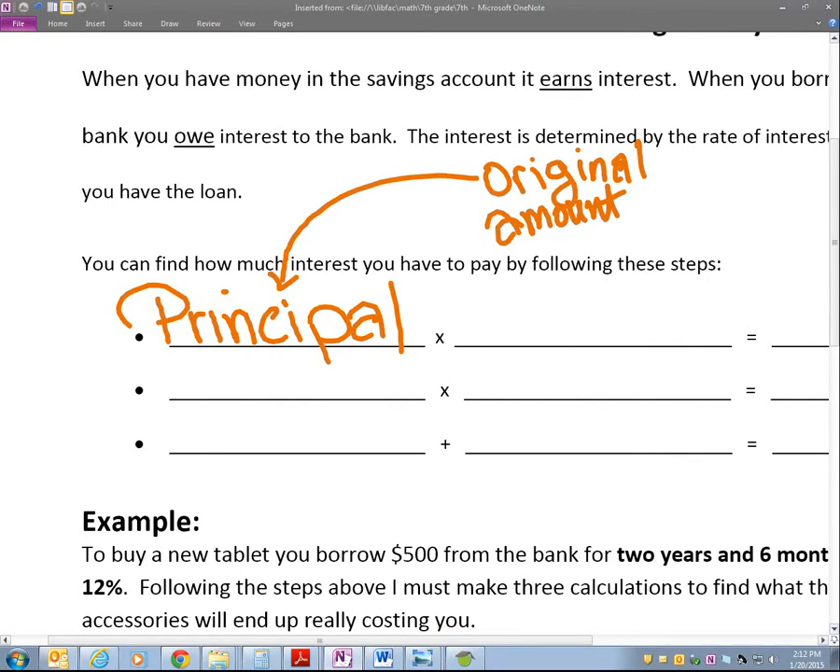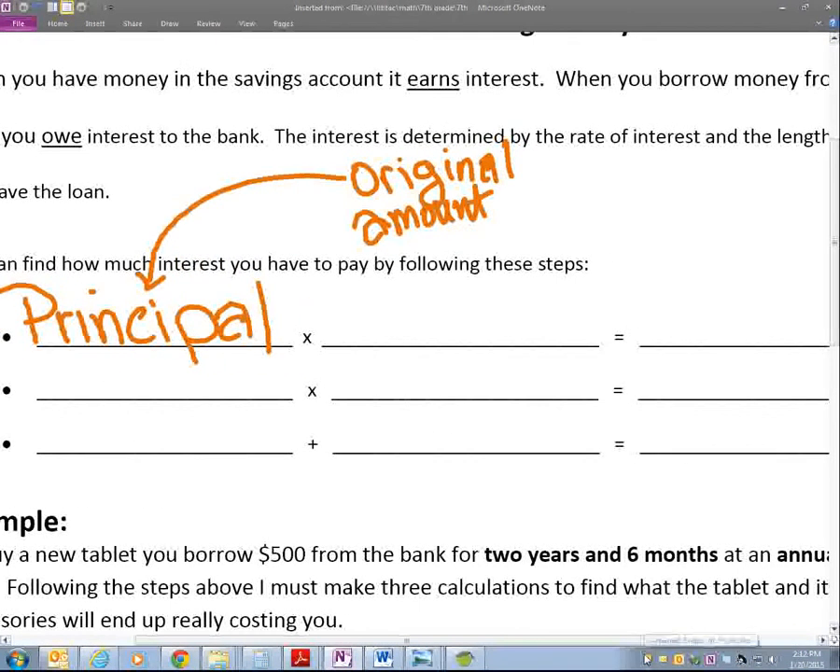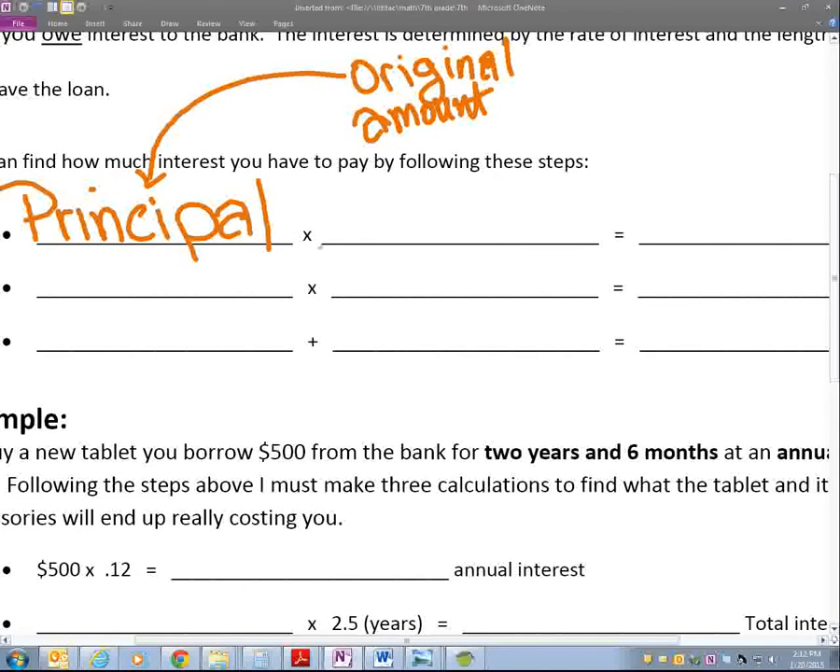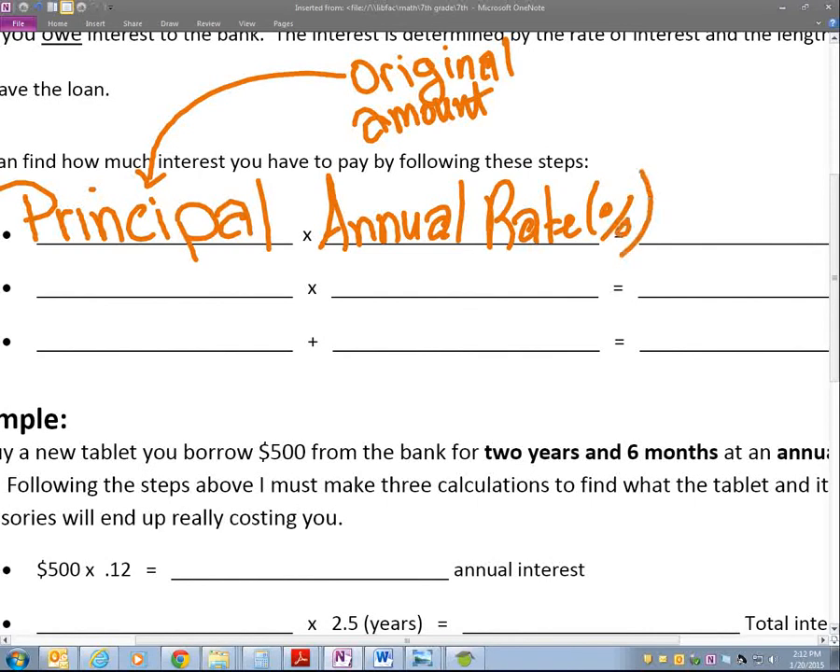So we have the principal, and we're going to multiply that by the annual rate, which is a percentage. Annual rate, that's a percentage. So you're writing down what I write, as I write it. Some of you probably have better handwriting.